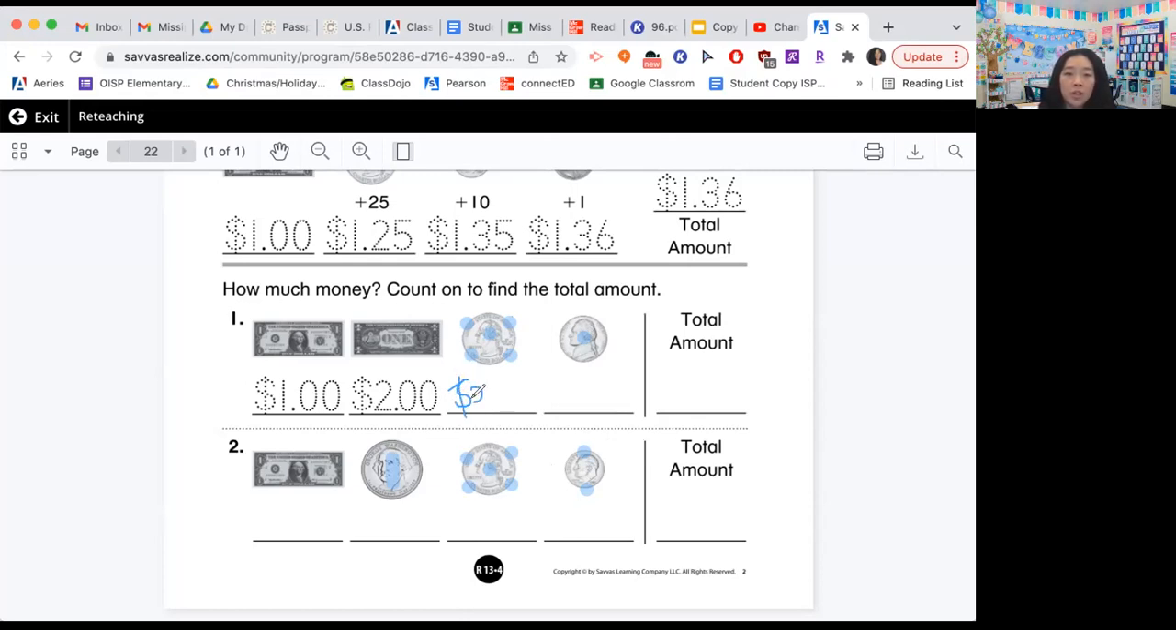$2.25. That decimal point, we're going to use the word "and", then 25, 30. So $2.30. So our total amount is $2.30. Let's go ahead and do the next one. We have $1.